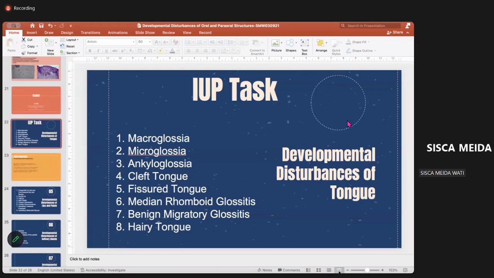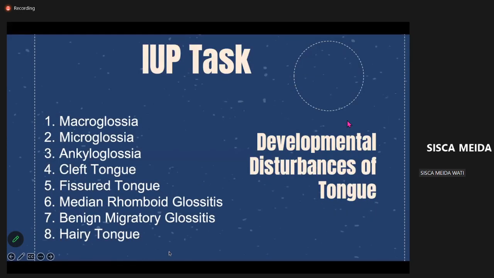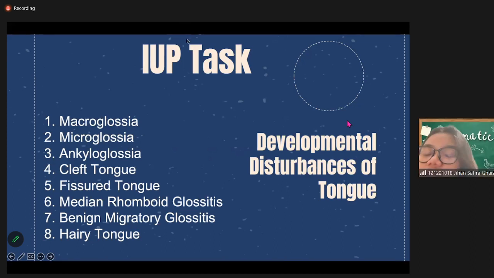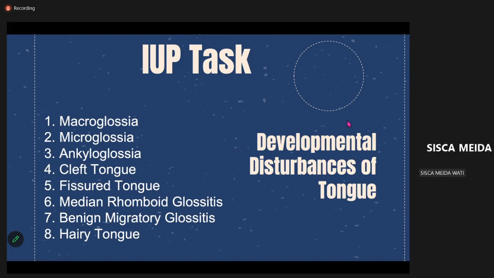So how many students are in the IUP class? For the IUP class, doctor, in total it is 43, since one of our students did excel. So 43. Okay, 43. So please divide yourselves into 8 groups. And each group needs to make a presentation that explains these 8 topics.